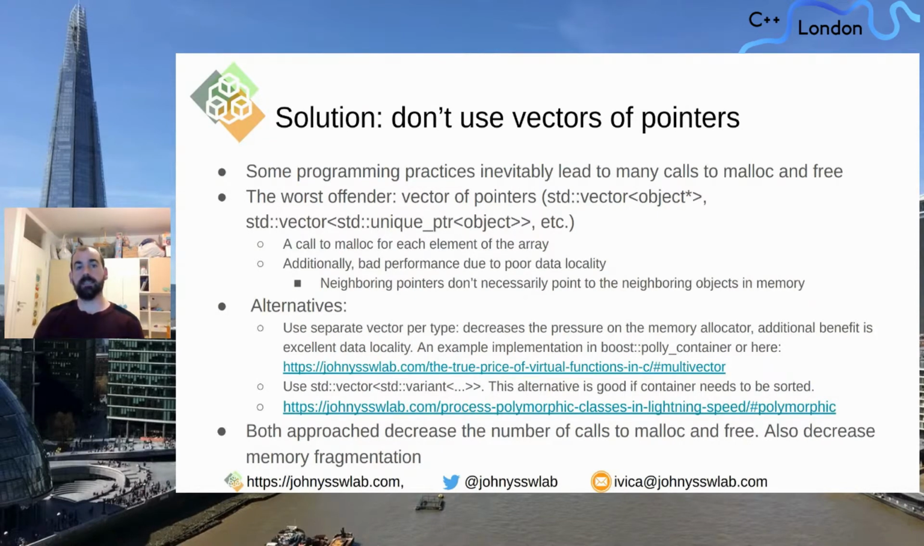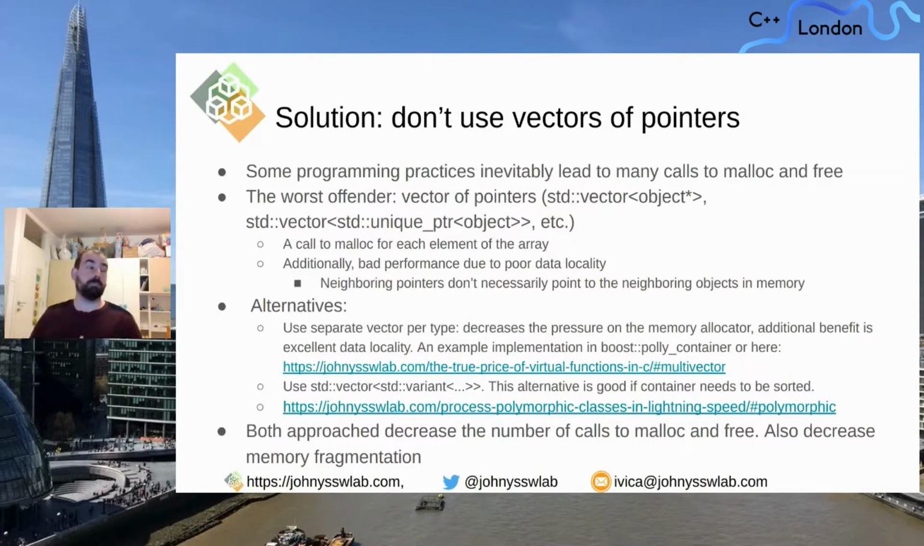Additionally, there is bad performance when you access those data structures due to poor data locality. What does this mean? In your vector you have neighboring pointers at location 0, 1, 2, 3, but these pointers don't necessarily point to neighboring blocks of memory. And if this is the case, and this can happen, there is a huge penalty in performance that we'll talk about later. So there are some alternatives.